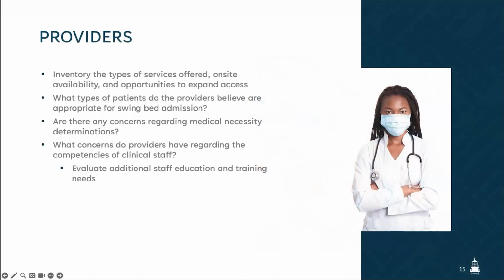Providers, obviously, play a key role in helping define our care spectrum. Having a provider, whether it's the hospitalist, involved right at the beginning in getting that buy-in and participation in helping define that care spectrum is important, along with their input around what types of patients they believe are most appropriate for a swing bed admission. Do they have any concerns around competencies of clinical staff? Is there any additional staff education that may be needed from their perspective? And really get their buy-in and support for establishing this framework that's going to help with decision making for that accepted versus non-accepted patient.